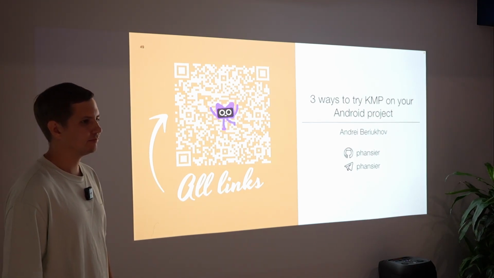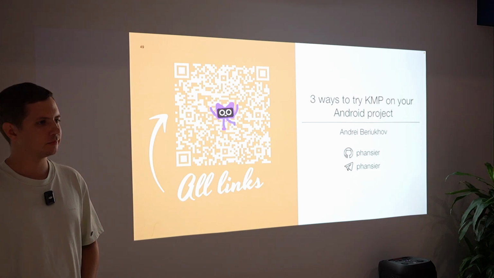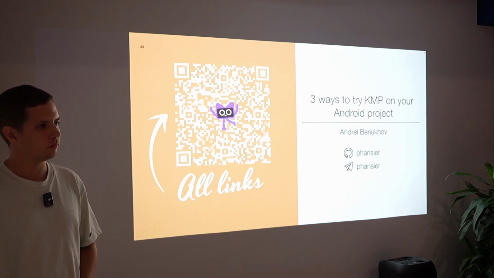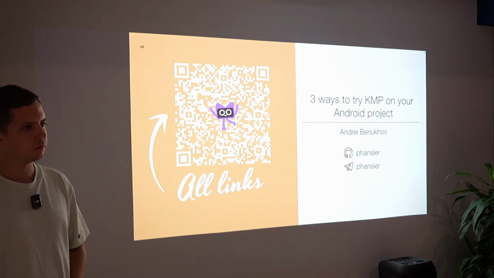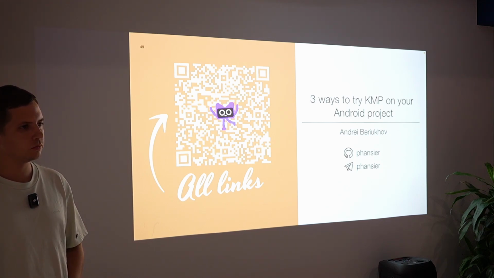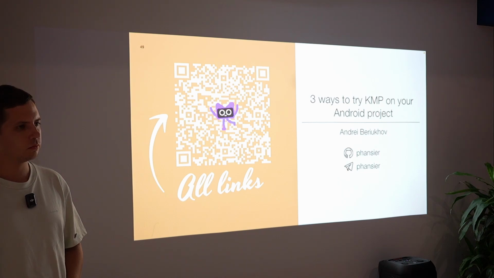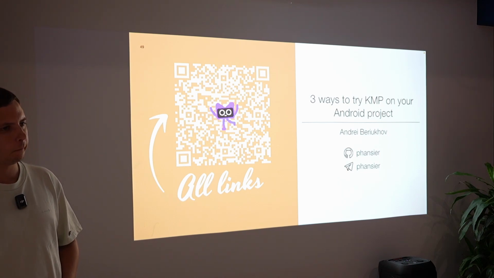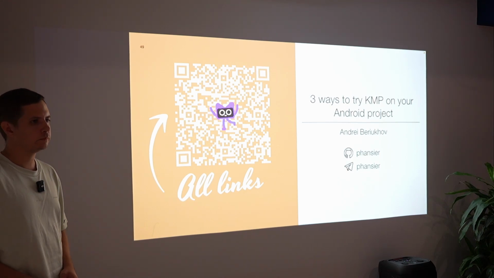Very good presentation. It's nice to see that more and more people use KMP. And my question is about iOS. What starting position do you have when it comes to architecture in iOS? Do you think it's easy to migrate to ViewModels also?